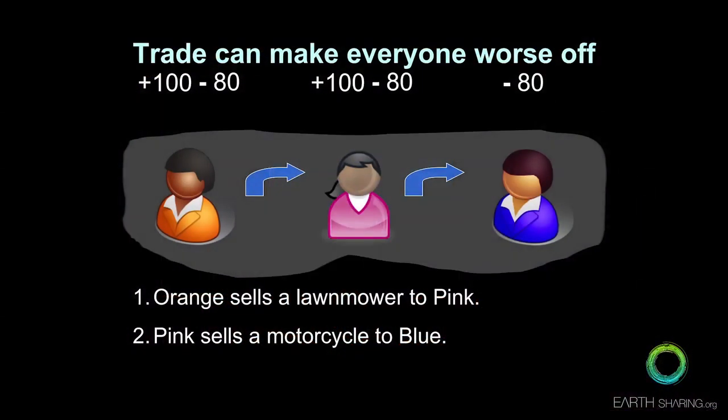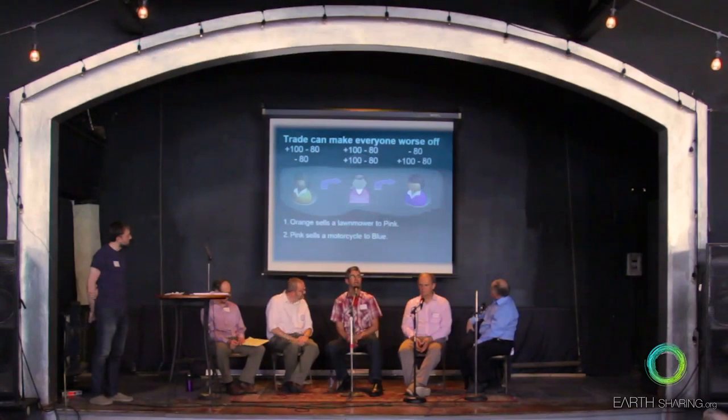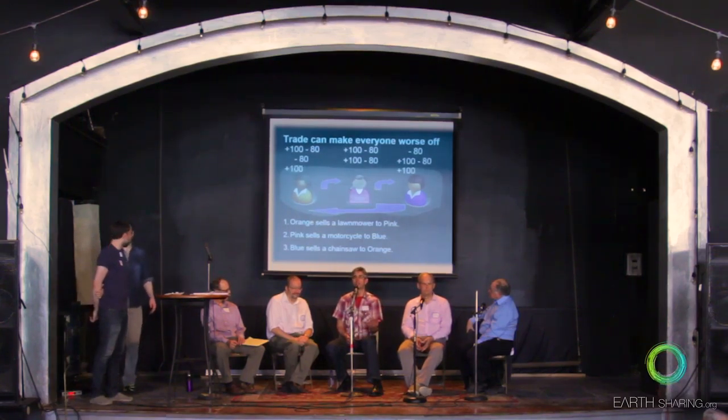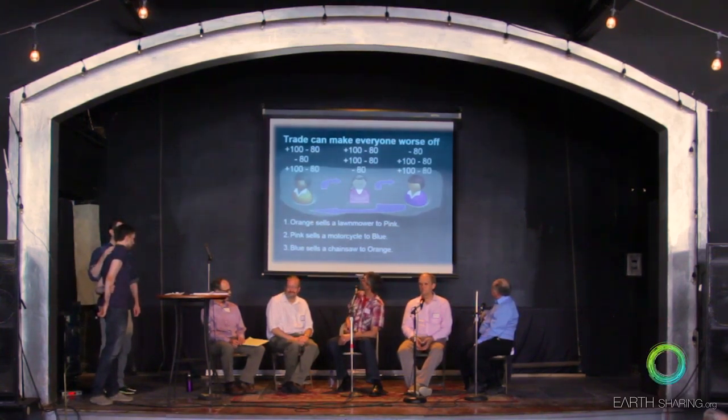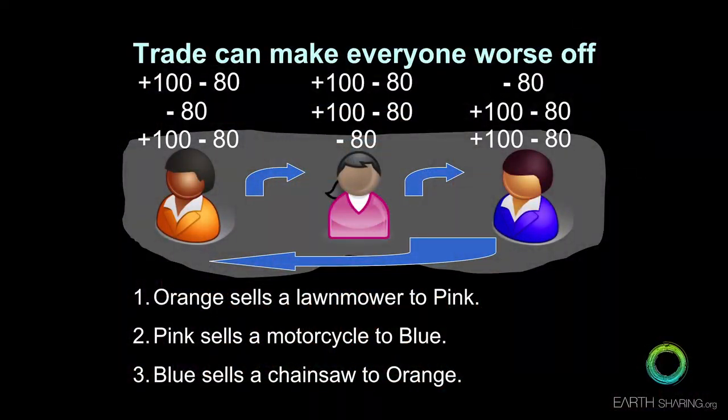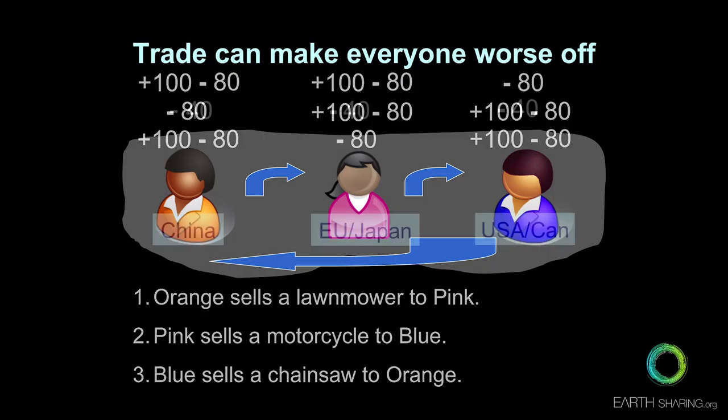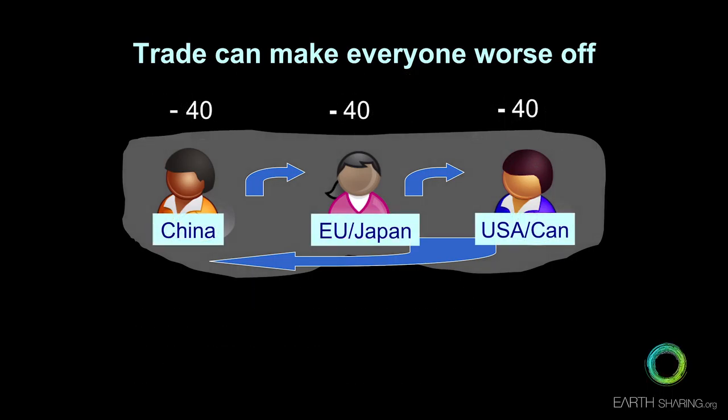So you can tell a very similar story with some more trades. Pink is going to sell a motorcycle to Blue. Again, they each get $100 in benefits, but air pollution gets worse, another $80 in healthcare costs for everybody, and then you just complete the circle. Blue sells a chainsaw to Orange, don't ask why. They each get $100 in benefits, air pollution gets worse, another $80 in healthcare costs for everybody. And what's interesting is that for all three of those trades together, everybody ends up at minus 40.